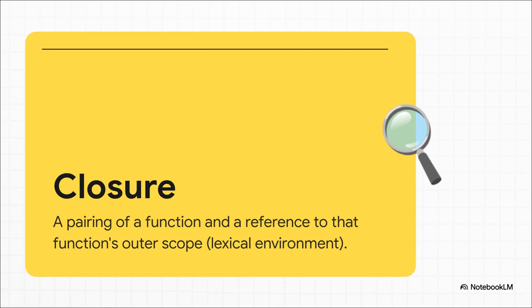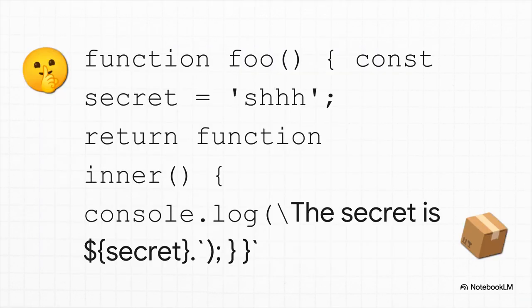And that outer scope has a fancy name. It's lexical environment. Lexical just means related to the way that words are written in the code. So the function basically carries a permanent link to the environment where it was created. This code shows that perfectly. The inner function is created inside of foo. So when foo returns inner, that function doesn't just come out by itself. Nope. It brings that backpack with it. And inside is a live reference to that secret variable. We say it has closed over the secret.